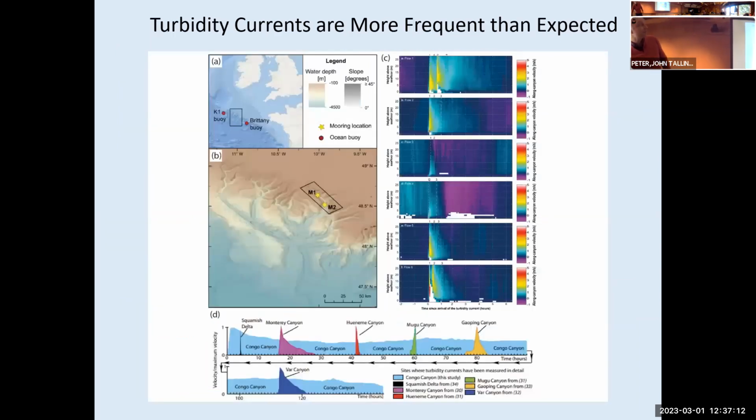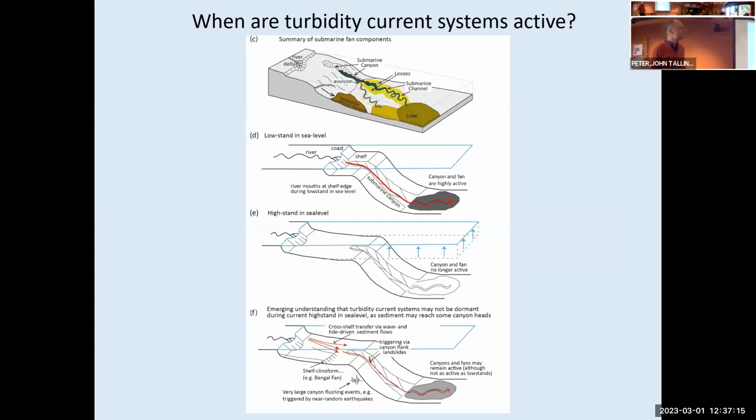So this is some of the previous images. At least for sequence stratigraphers, this emanated out of the oil and gas sector. During low stands in sea level, these turbidity currents will be very active. But in the current high stand in sea level, except for the Congo Canyon that's connected to the river, and there are only a few of those globally, everywhere else the model is that they'd be inactive. Except what we're finding at the moment, particularly at Whittard, is that they're active. Maybe not as active as in the low stand, but still pretty active.